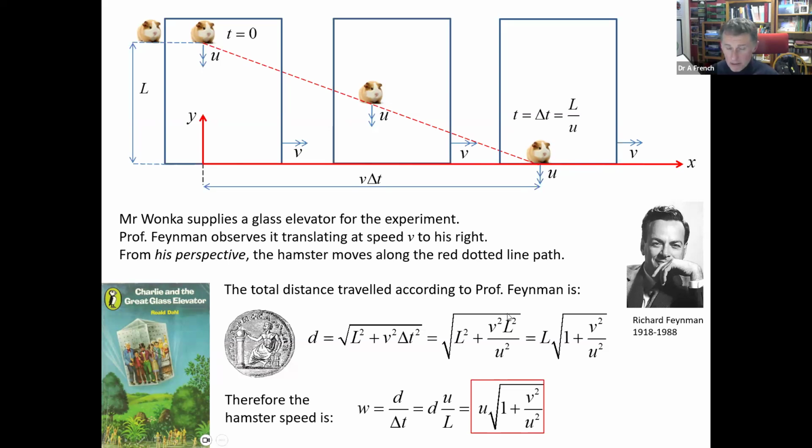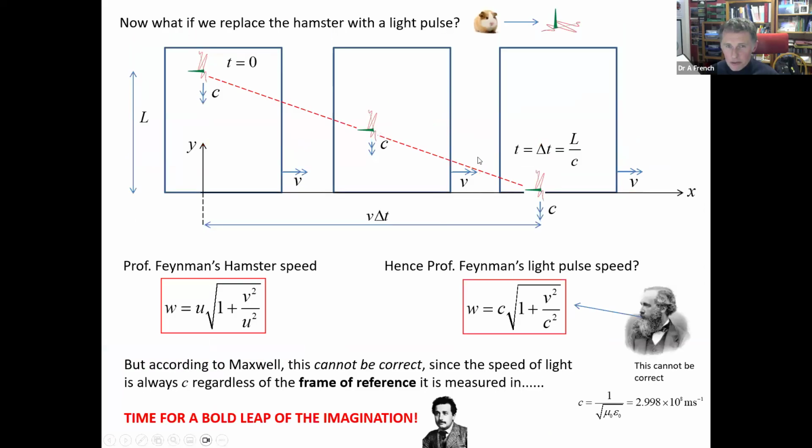Now, we have a problem. Because if we replace the hamster with a light pulse, it's the same picture. But the problem is, the speed of light is supposed to be a constant, independent of your frame of reference. So in the elevator frame, the light pulse is going from the top to the bottom at speed c, and it's going at speed w, which is c root 1 plus v squared over c squared, according to Professor Feynman. But that can't be right. That is faster than c. So something's got to give.